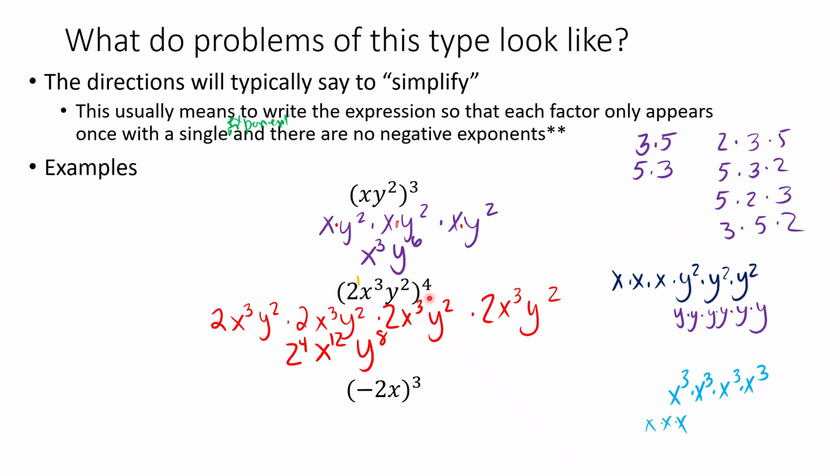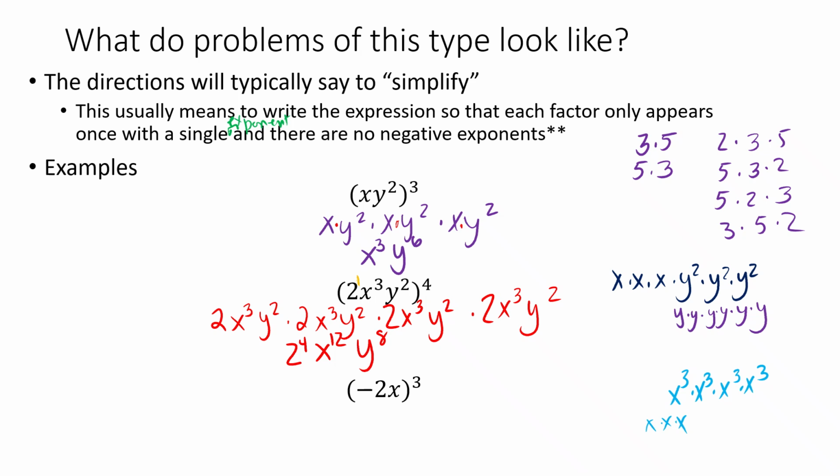So you're doing 1 times 4, which gives you the 4, 3 times 4, which gives you the 12, and 2 times 4, which gives you the 8. Now, should you leave that as 2 to the fourth, or should you write it as a 16? That is really up to the teacher, the directions, your personal preference, like how you feel about that.